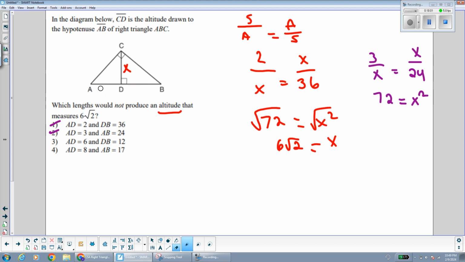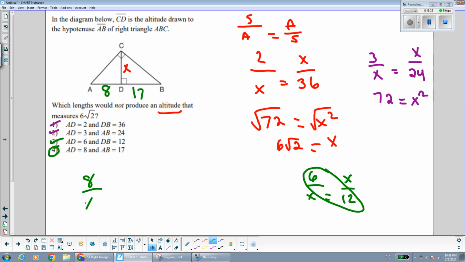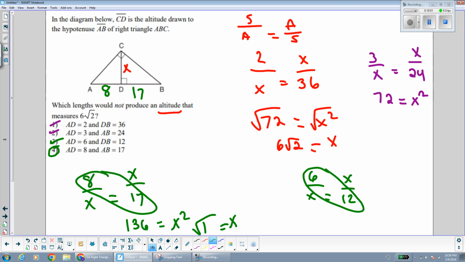Okay, let's reset and let's try out answer choice number 3. That's 6 and this is 12. Let's edit our proportion and let me cross multiply. 6 times 12, and look, that's once again 72, so this is going to be the same exact thing. So that leaves us with answer choice 4. And just to show you why, if I reset and I put 8 and 17 and I redo my SAS proportion and I cross multiply, that's not 72 this time. That's 136 is equal to x squared. If you put radical 136 into your calculator and see what the decimal is, it's not the same decimal as if you were to put in 6 radical 2. These are not equivalent.